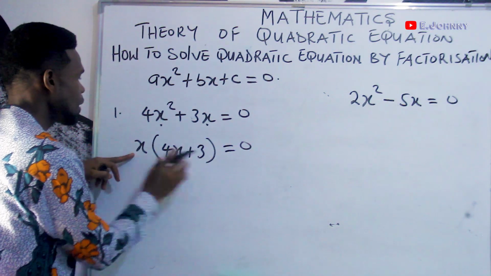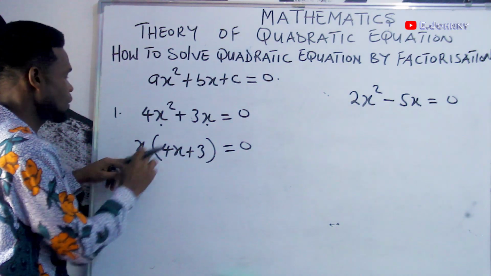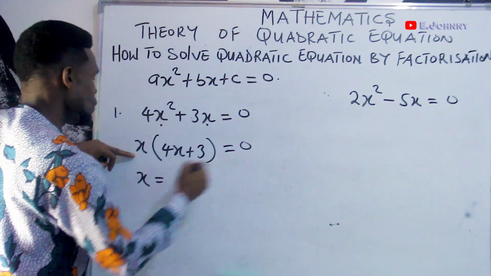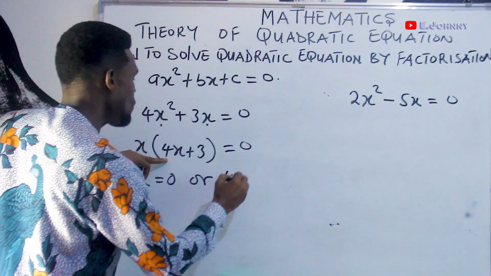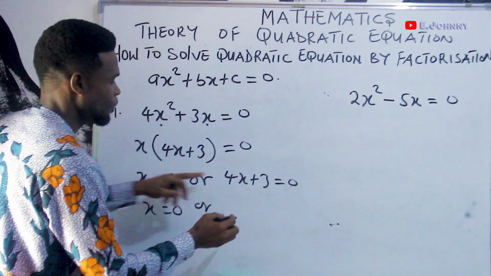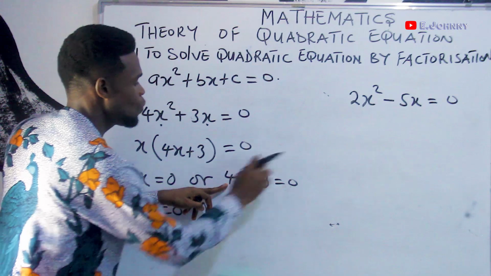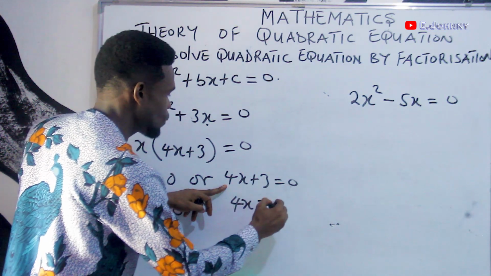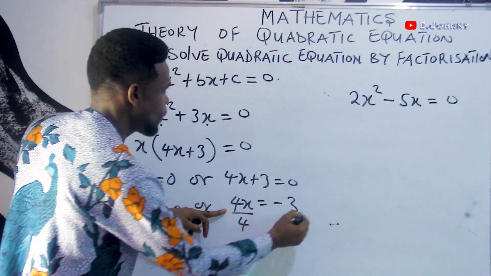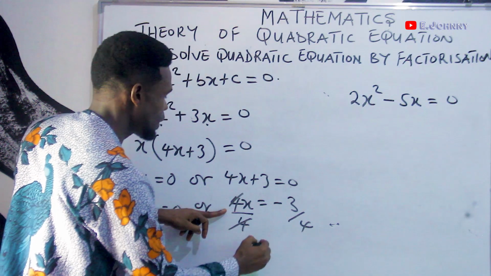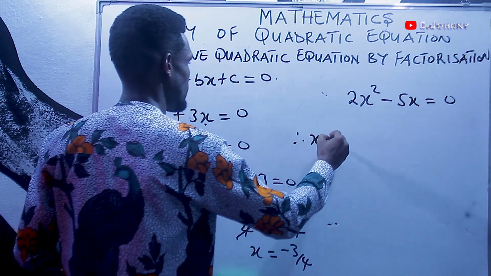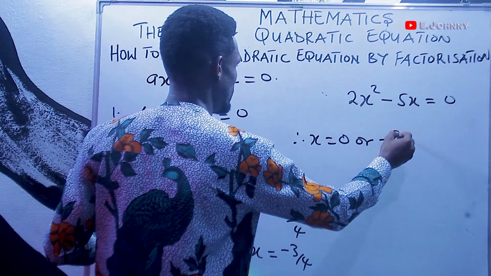So this is a product of 2 things now. X times 4x plus 3, 2 terms. It means that the first one is equals to 0, or the second one, 4x plus 3, equals to 0. So x is equals to 0, or remember, plus 3 will cross. So you have 4x is equals to minus 3. When plus 3 crosses, it becomes minus 3. Divide both sides by 4, which is the coefficient of x. That means that x is equals to minus 3 over 4. So therefore, x is equals to 0 or minus 3 over 4.